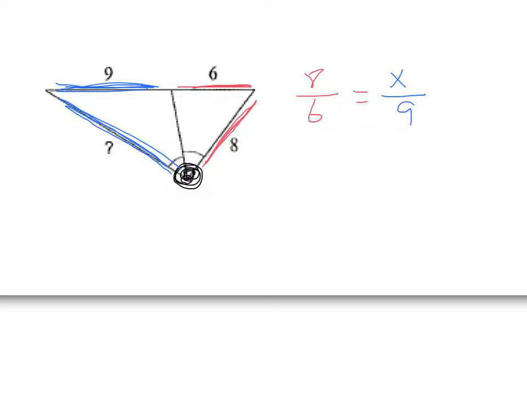And this is a proper proportion, which we can cross multiply, and we would go 6x equals 72, and x then is 12. All right, so it takes a little practice on this one.